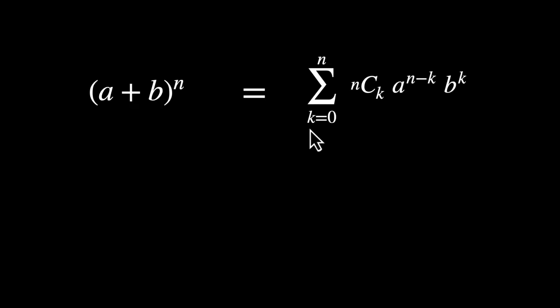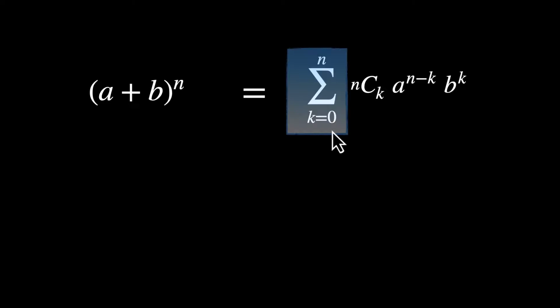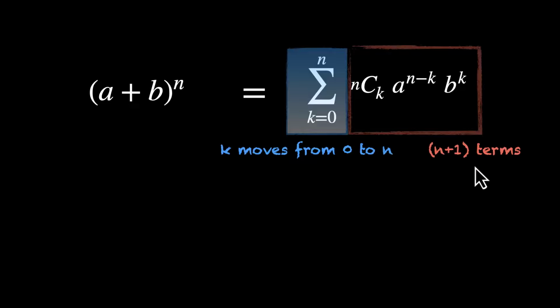This is the summation from k = 0 to n of nCk a^(n-k) b^k. What this means is we have a summation, which means we're adding a lot of terms. The summation is from k = 0 to n, which means k moves from 0 to n. And for different values of k, we'll get different terms. How many terms do we get? Well, from 0 to n, we have n + 1 integers, which means we have n + 1 terms.